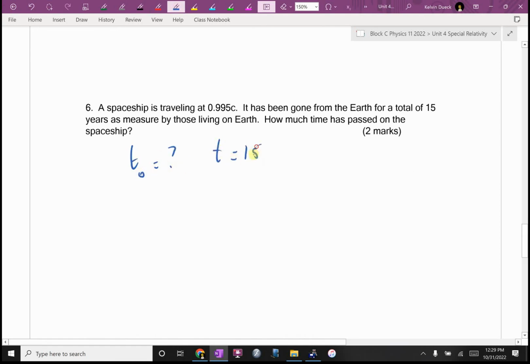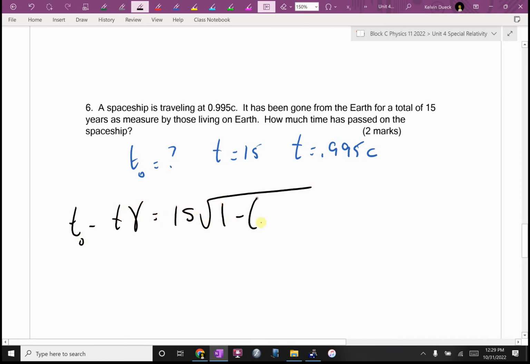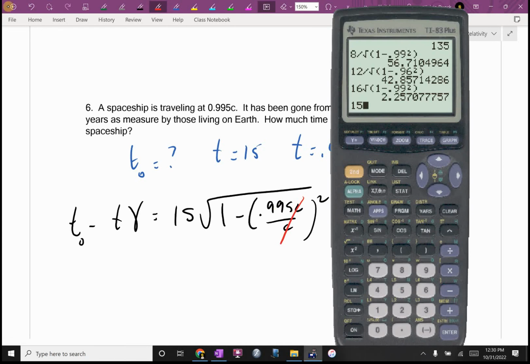T is 15. Okay, we're going faster. V is 0.995c. So I think the time dilation is going to be more noticeable. T0 is going to be t times the square root function. It's going to be 15 times the square root of 1 minus 0.995c over c all squared. Of course, I see. 15 times the square root of 1 minus 0.995 squared.